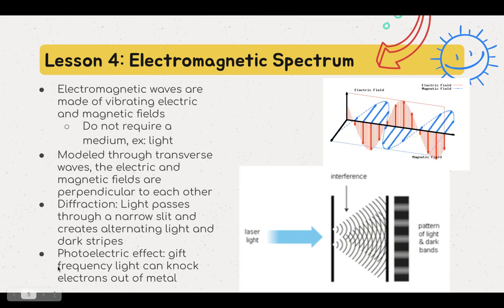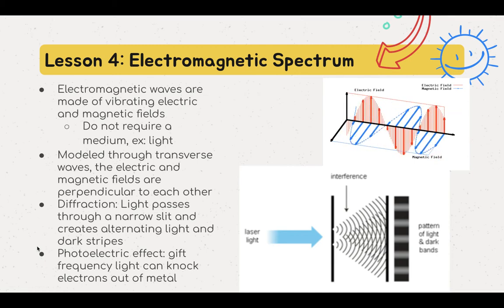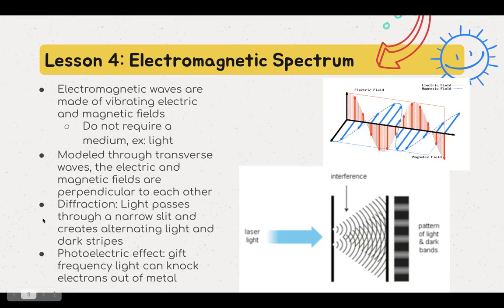And then lastly, we're going to be talking about the photoelectric effect. That is when light with a high frequency can actually knock electrons out of metal. Okay? And we'll definitely talk about that more.